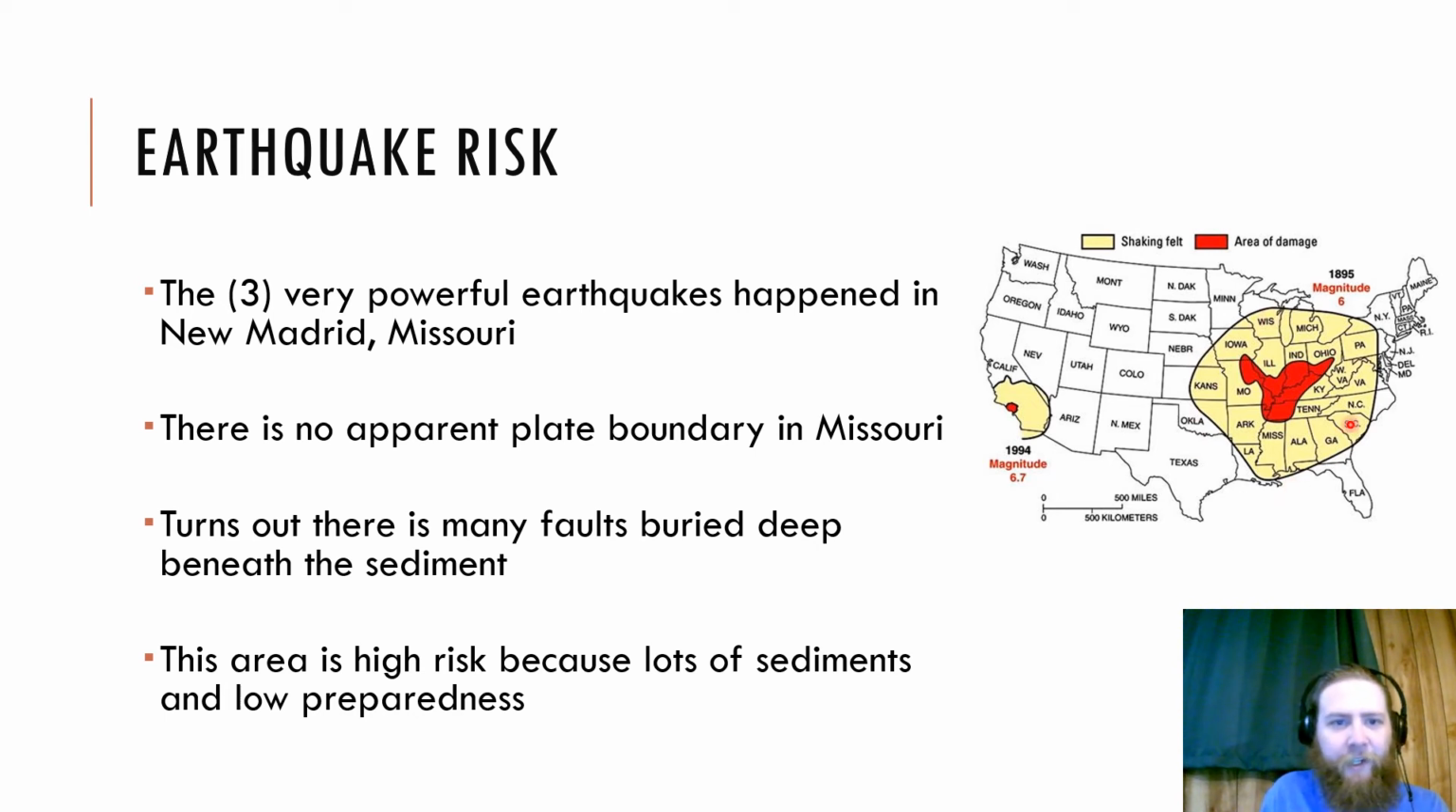Out here, it does not look like there's any boundaries. San Andreas is over here, and we can see that one very easily. Turns out there's a lot of faults buried beneath the sediment where these cracks or breaks in the lithosphere are. The reason that this is such a high risk area is because there's a lot of sediments and there's not a lot of preparedness. Unlike over here where we see earthquakes all the time, they're very prepared. New Madrid, Missouri was not. These happened in the late 1800s, early 1900s, so they didn't have any building codes or regulations at the time.